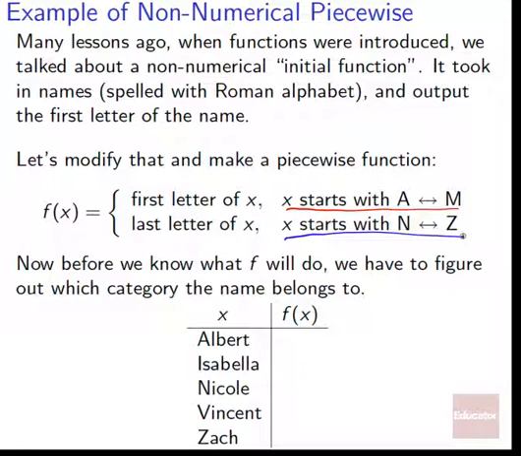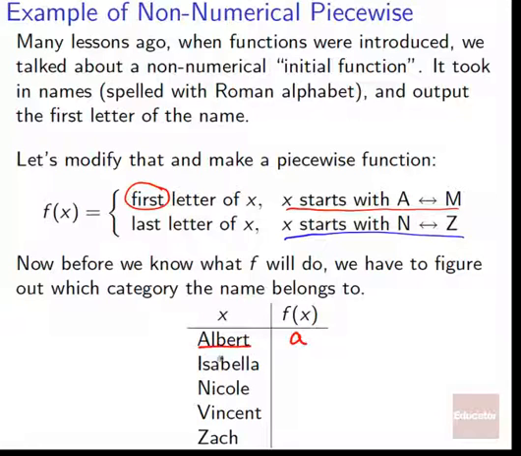And notice that that covers all the possible letters a name could start with: A to M, N to Z. A, B, C, D, E, F, G, H, I, J, K, L, M, N, O, P, Q, R, S, T, U, V, W, X, Y, Z. Great. So Albert, we plug in Albert, and Albert belongs to the red category. It belongs to starting with A to M. That one's pretty easy, so we use the first letter. So it gets A as the letter out of it.